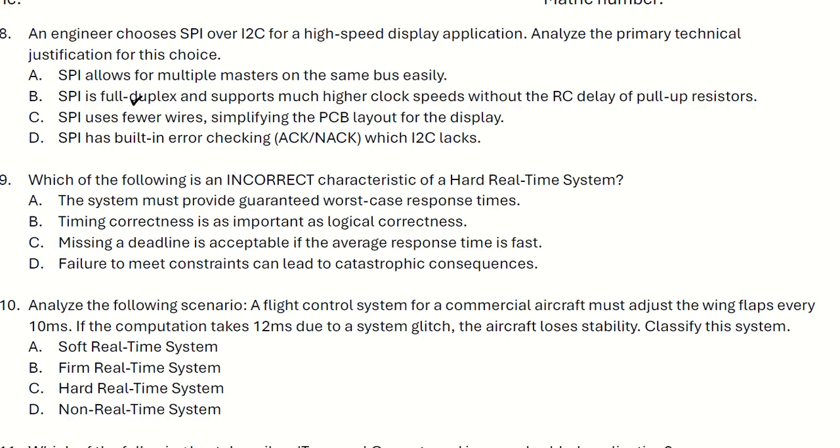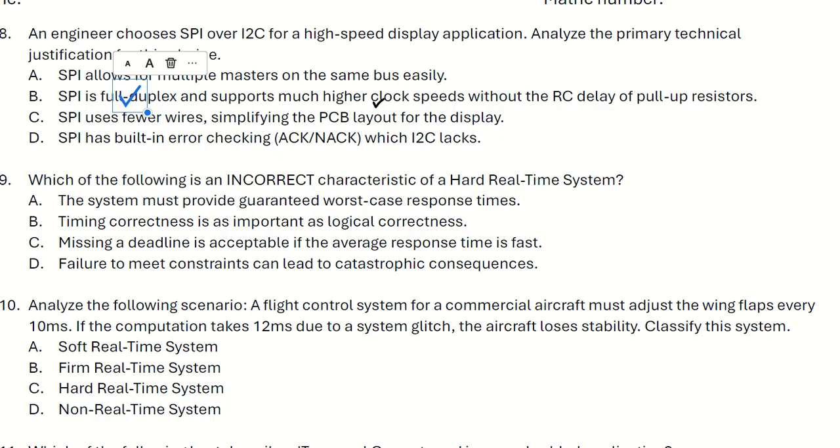Full duplex, I think this one is correct, because I2C is half duplex. It only has one data line. Okay, when you go from master to slave, you cannot go from slave to master at the same time. Full duplex means master output, slave input, and also slave output, master input. It can run at the same time. So this is full duplex.